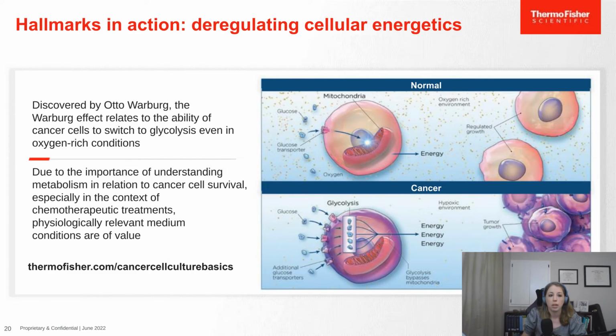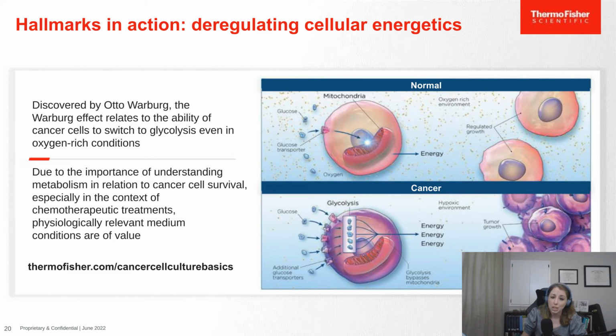The final hallmark of cancer we will discuss today is deregulating cellular energetics. This is a fairly complex topic, but in short, most normal cells and tissues utilize mitochondria to get energy and only switch to a secondary method of metabolism known as glycolysis if oxygen is in low supply, because glycolysis is a relatively inefficient way to get energy.